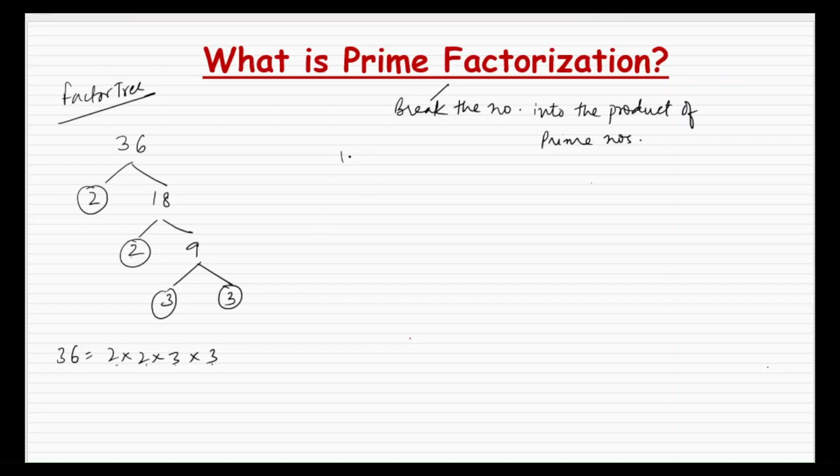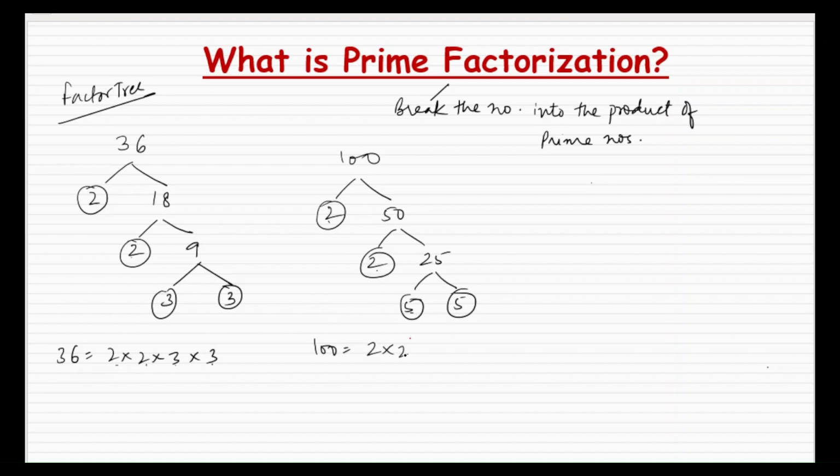Let's check one more. So 100. I can divide 100 by 2, and 2 multiplied by 50 gives me 100. 2 is of course prime. 50 is not, so I will split it further. 2 times 25, 2 is prime. 25 can be written as 5 times 5. And now I can see that 100 can be written as 2 times 2 times 5 times 5, and that is the prime factorization of 100.